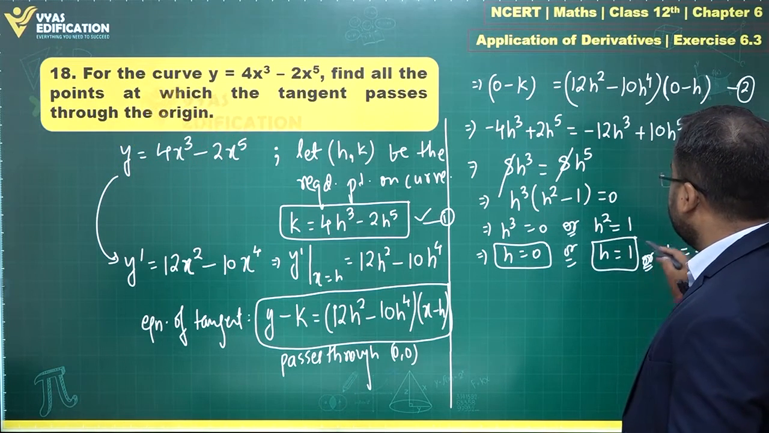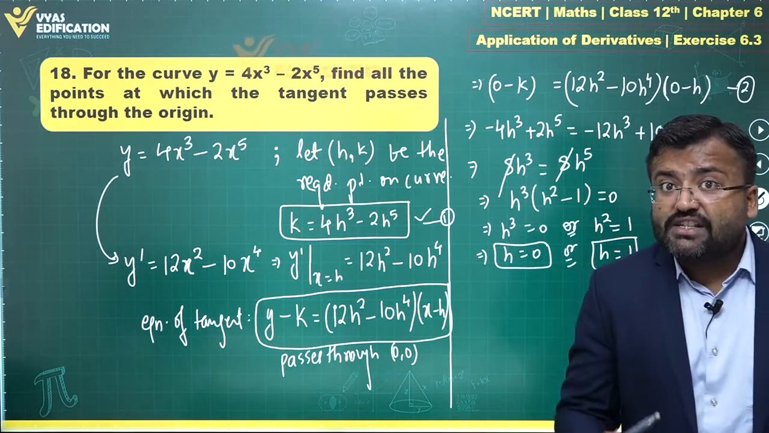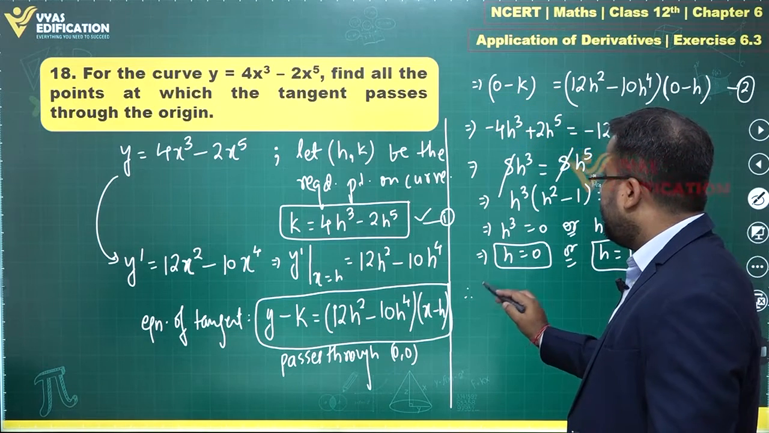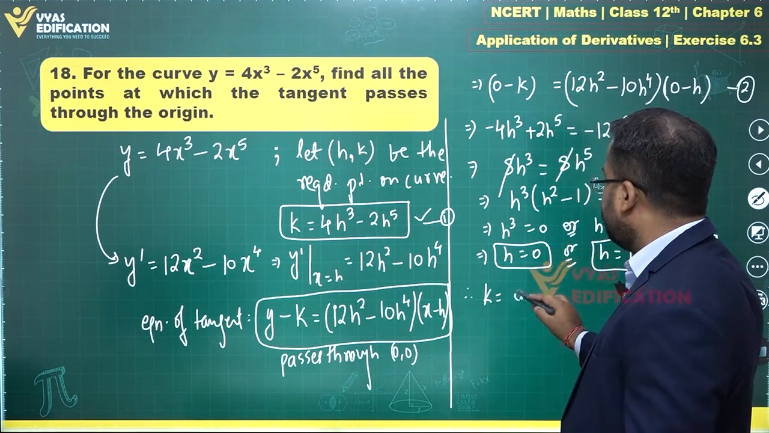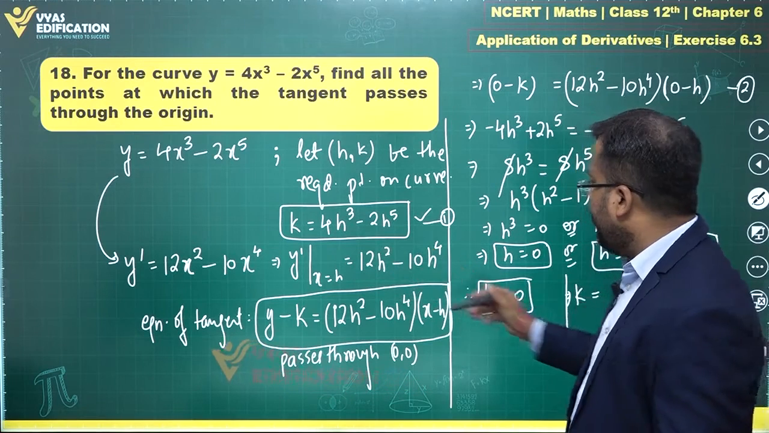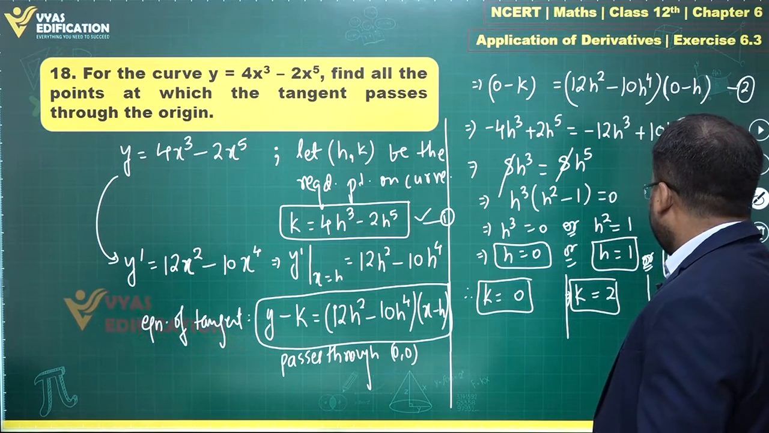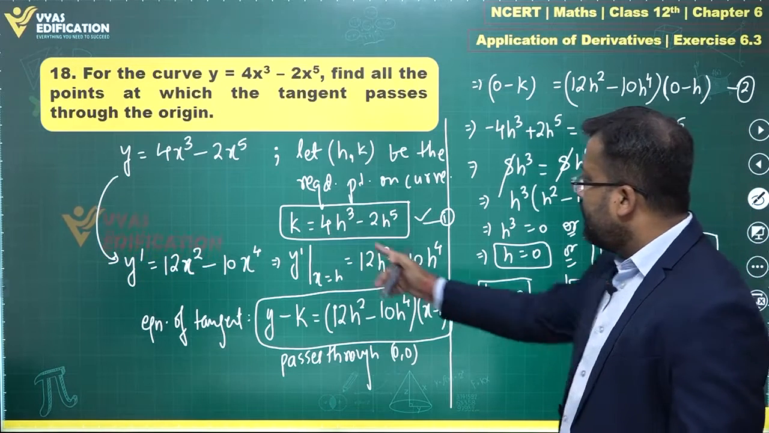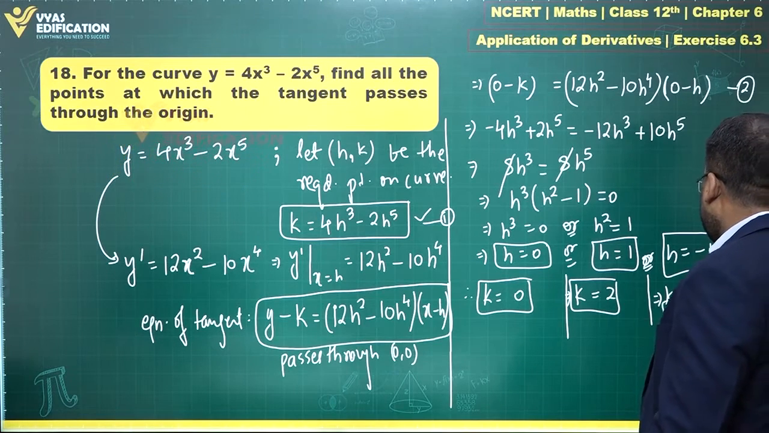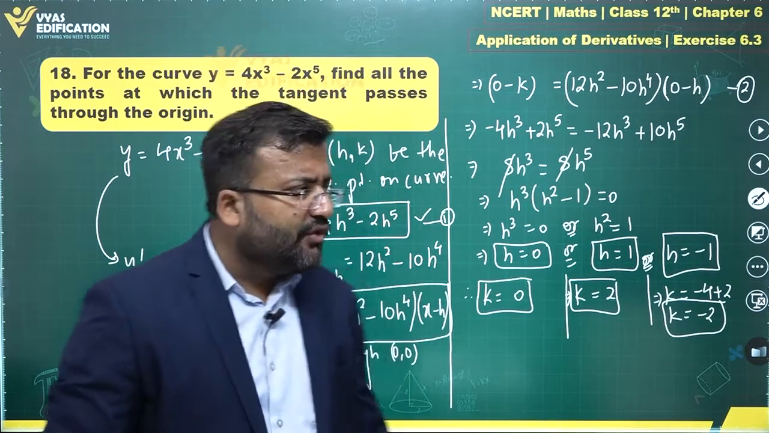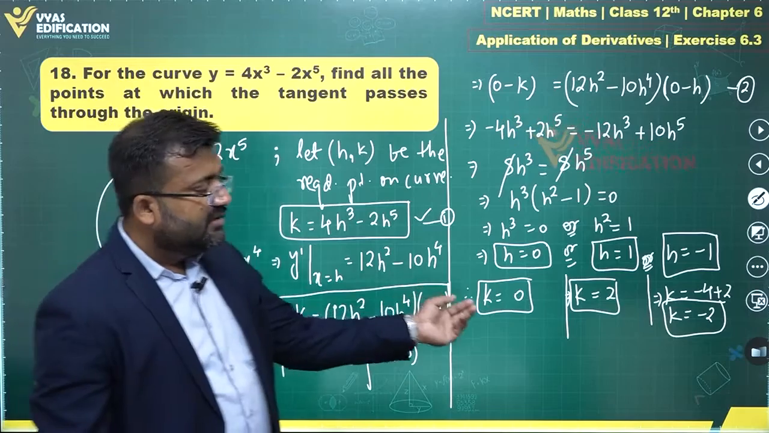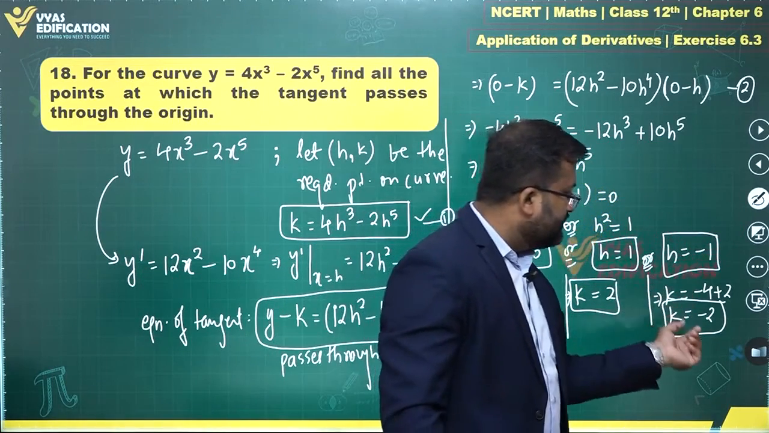This is one possible point, this is another point, this is the third point. But the point is completely known when you also have the y coordinate. For y coordinate I can use equation 1, right? Therefore, k is equal to, for 0, this is 0 minus 0. k equals, for 1, this is 4 minus 2, which is 2. For minus 1, this gives me k equals minus 4 plus 2, which is minus 2. Okay. Therefore, points. What are the points? At the end of the day, you need the points, right? For the curve this, find all the points at which the tangent passes through the origin. So, one of the points is 0, 0, the other point is 1, 2, the third point is minus 1, minus 2.